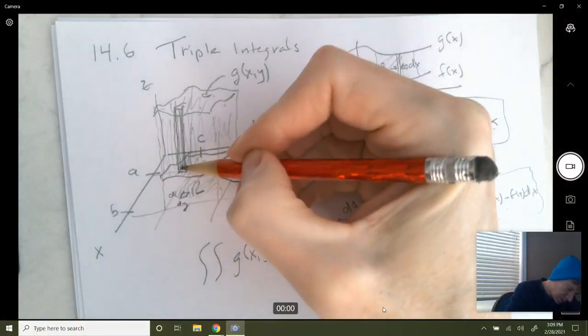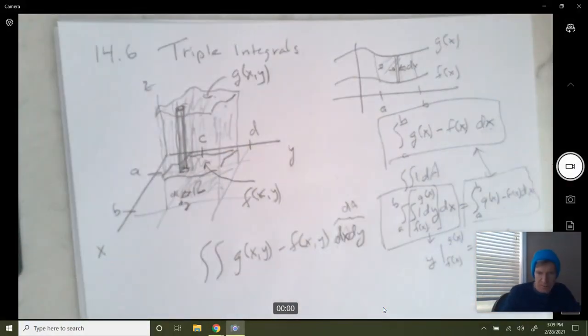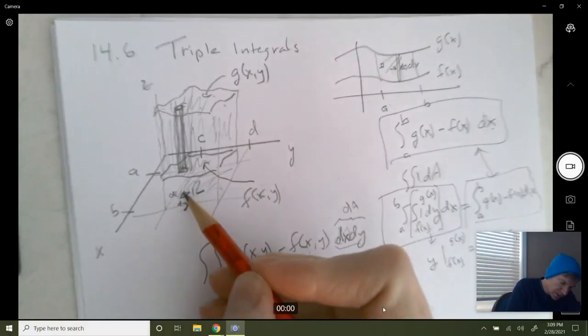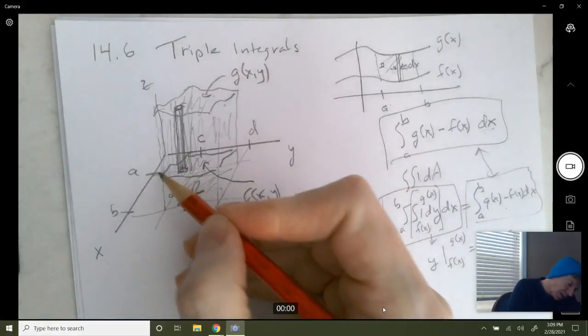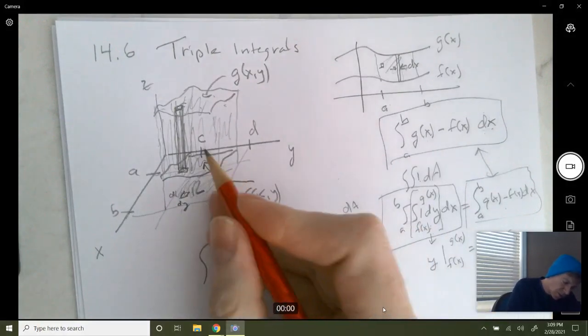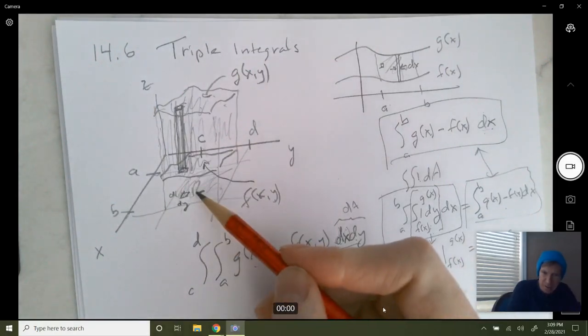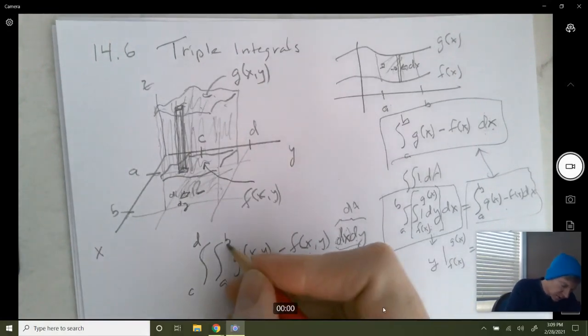And as they get infinitely small, we can think of their z values becoming fairly constant. So the height of this thing is the g of xy minus the f of xy, and then you're multiplying by the area of the base, that dA down there. So your x is going to go from A to B, and your y is going to go from C to D. In this case, it works out nicely. Your region that you're integrating over is a rectangle, so these are all constants. That's not always going to be the case.